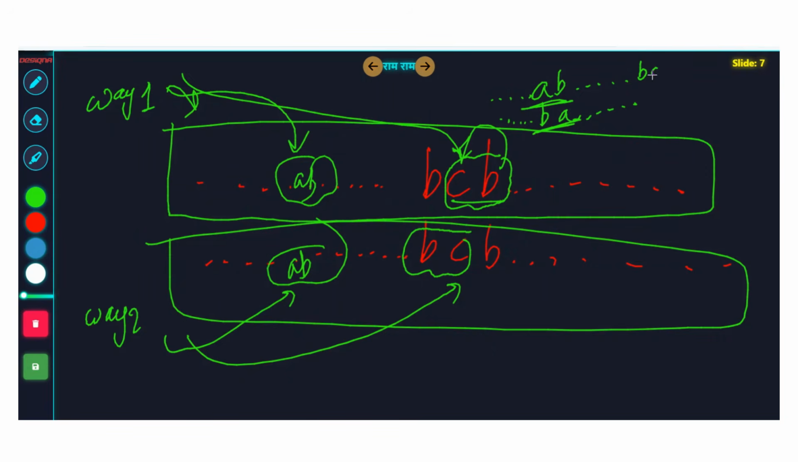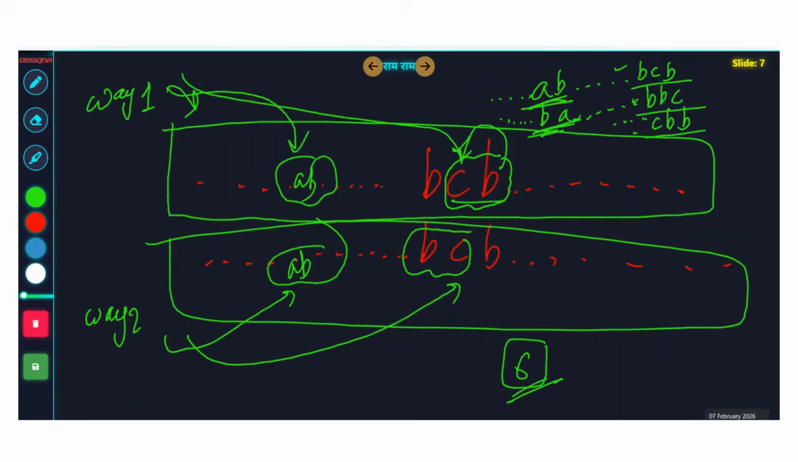It will either remain BCB only, or it will become, let me check, BBC, or it can become what? Let me check. CBB. Okay. So one option here, two options here, three options here, and two here. So this AB can combine with all these three options, and this BA can also, so it will be like 2 multiplied by 3. There will be 6 options actually.